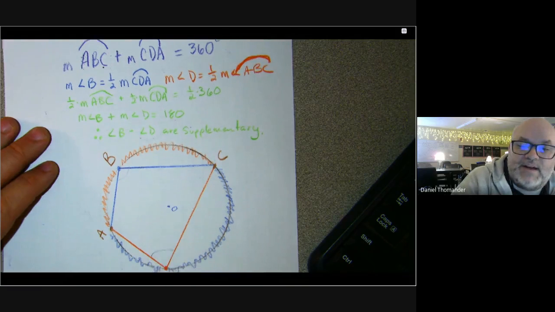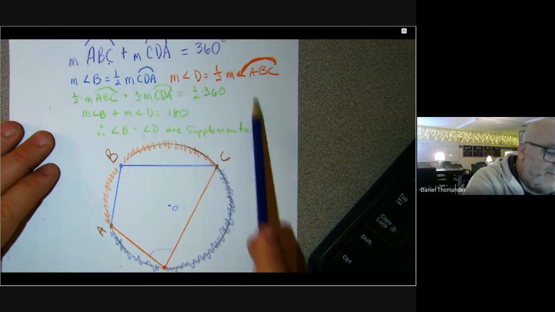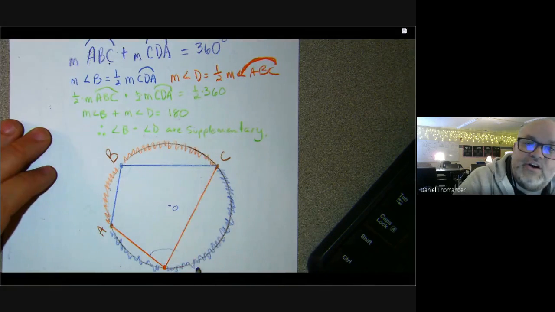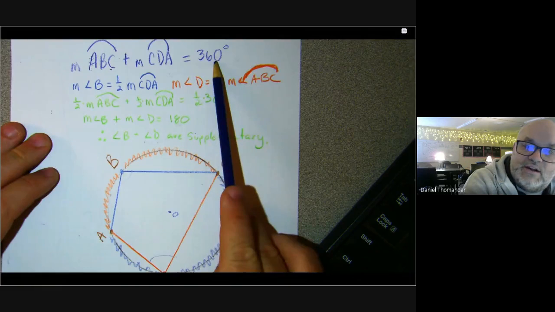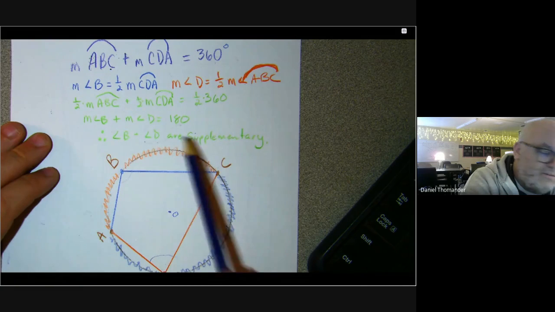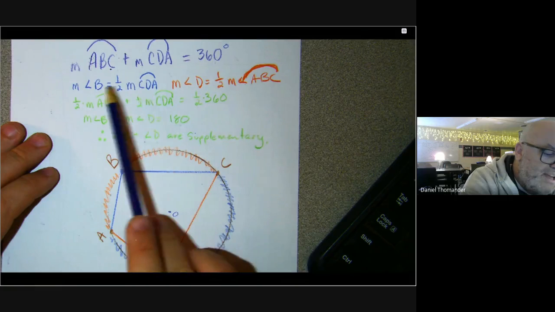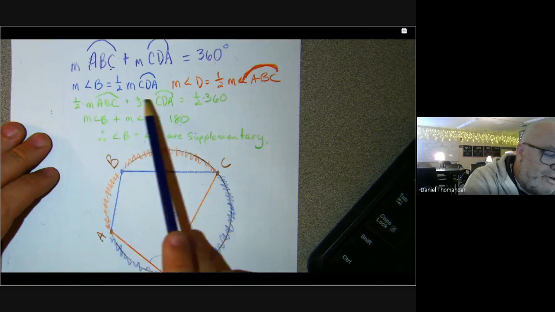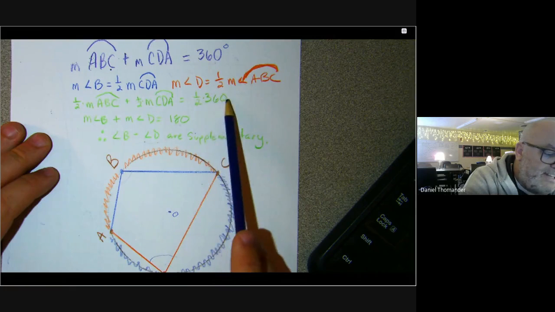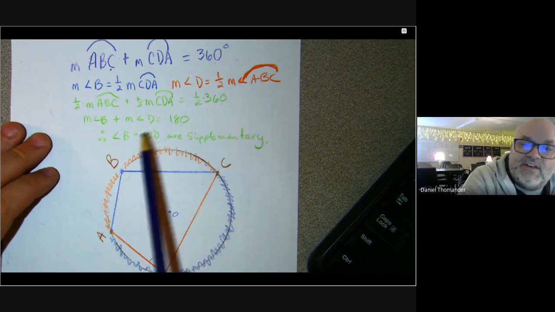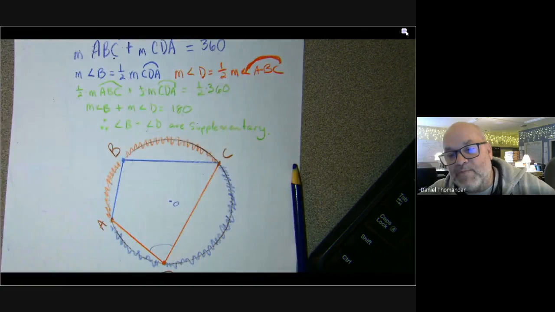And they are always supplementary, as we just showed. So this right here is the entire proof. As long as we know that the 2 arcs together create a full circle and measure 360 degrees, and we know this fact that the measure of an inscribed angle equals half the measure of its intercepted arc, and half of the measure of those arcs together is half of 360, or 180, then the measures of the angles have to always add up to 180. Therefore, they are supplementary. That's the entire proof that you need to post.